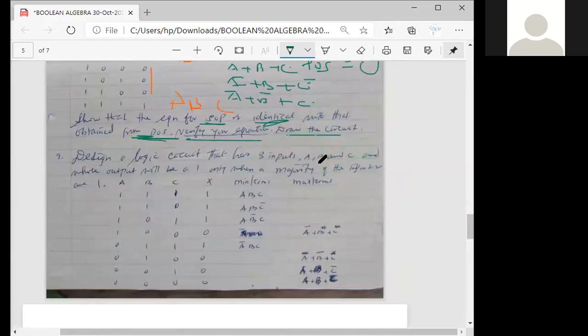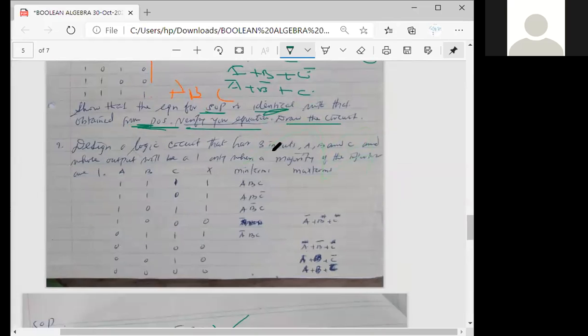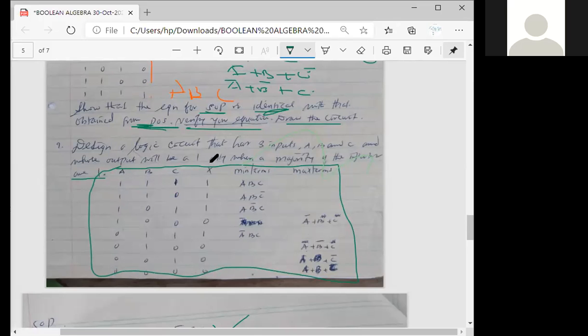Then the second question here: design the logic circuit that has 3 inputs. This question was not there. This is part of the solution. Design a logic circuit that has 3 inputs A, B, C, and whose output will be 1 only when the majority of the inputs are 1. This was solved. It was not part of the question. The question is, design a logic circuit in which the output is 1 when the majority of inputs are 1.